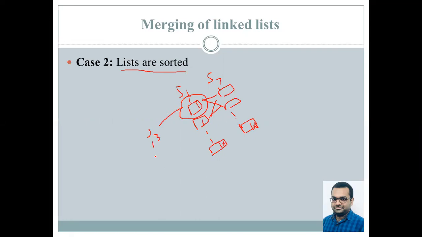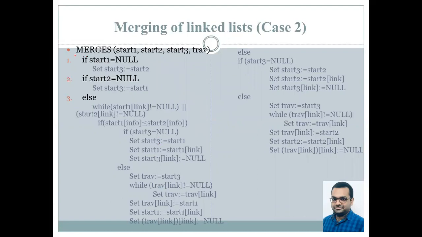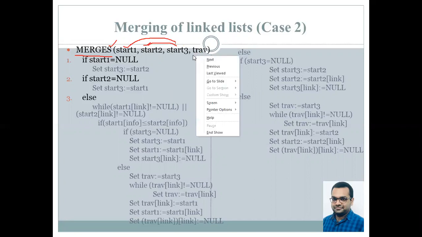So let's see how. This is our algorithm. We have called our algorithm merge S, where S stands for sorted. We are given two start nodes, start1 and start2, which contain the address of the first nodes of the two linked lists that we are about to merge. We will be comparing the nodes from list 1 and list 2, and whichever node is found to be of the lesser value, that node will be inserted into start3. Traversal is a temporary pointer that we have declared.